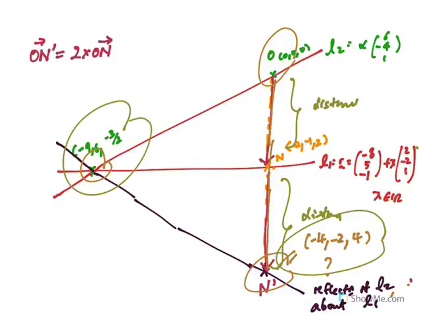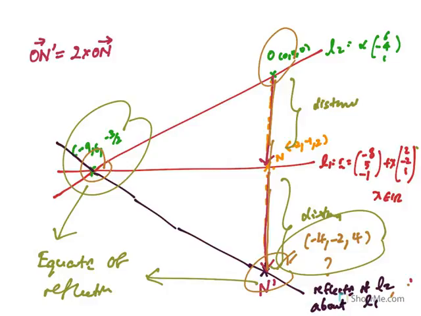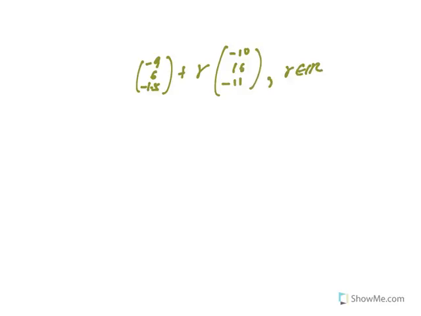So I have this. Can I find the equation of line 2? Yes, stay with me. From this, you find the equation of the reflection. And your final answer should be, very quickly, let me write: negative 9, 6, negative 1.5 plus gamma, negative 10, 16, negative 11. This is for the reflection. This is gamma.